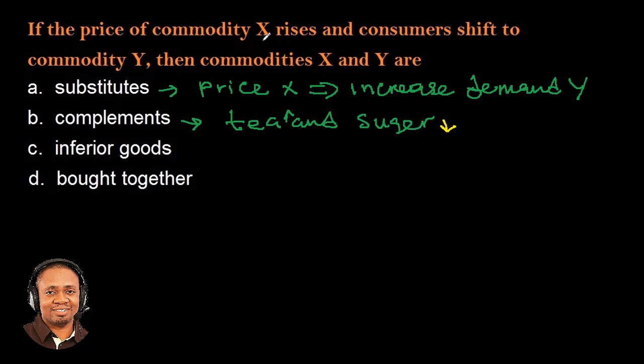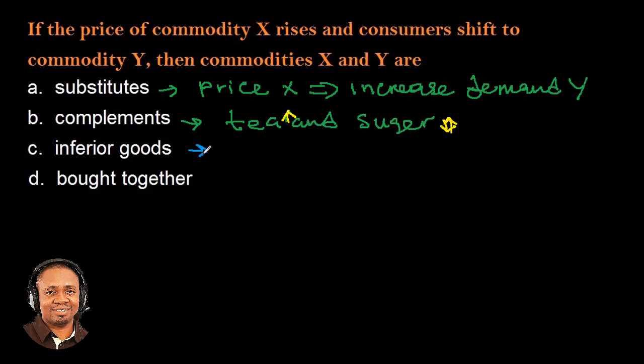So this doesn't go with a question that says that as the price of commodity X rises, there is a shift in demand to another commodity. But in this case, if the price of one commodity, say for instance sugar, rises, the demand for tea will drop. Good. What about the third option, inferior goods?